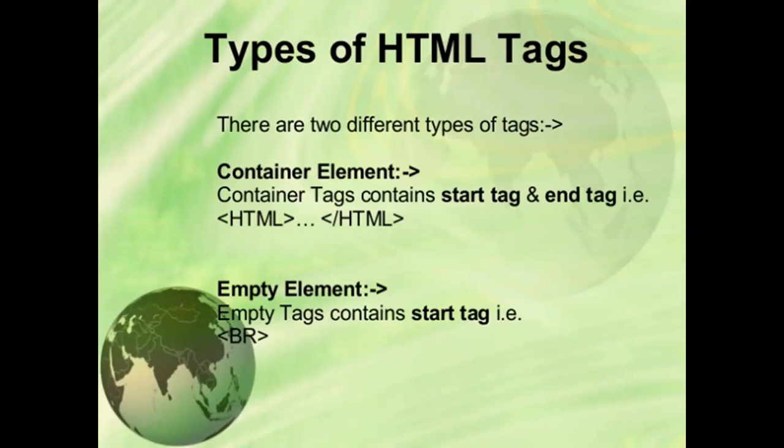Tags are of two types: container tag or container element, and empty tag or empty element. A container element consists of two tags, like start and end, or opening and closing. Examples are written here: HTML starting and the next one is HTML closing. The next one is the empty element. An empty element has only the start tag. They cannot close. They are only one in number.